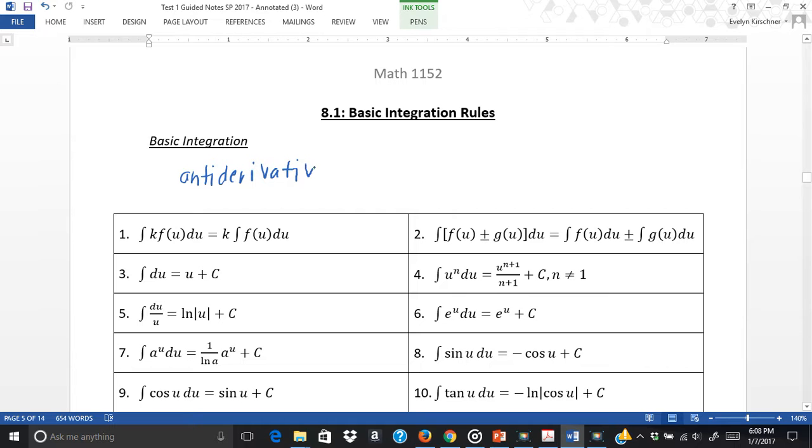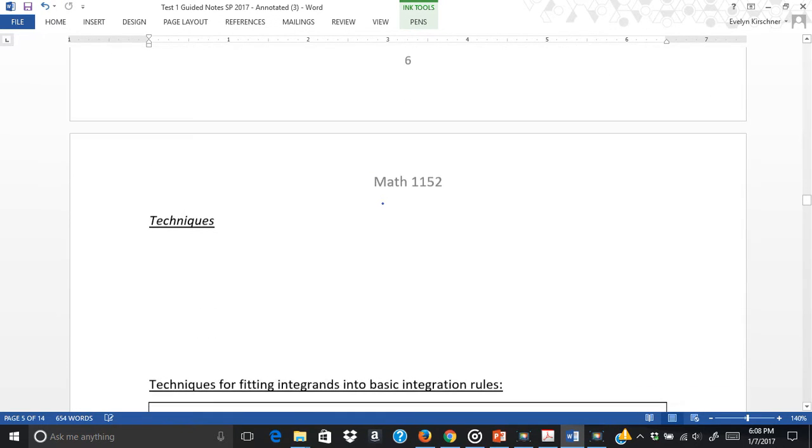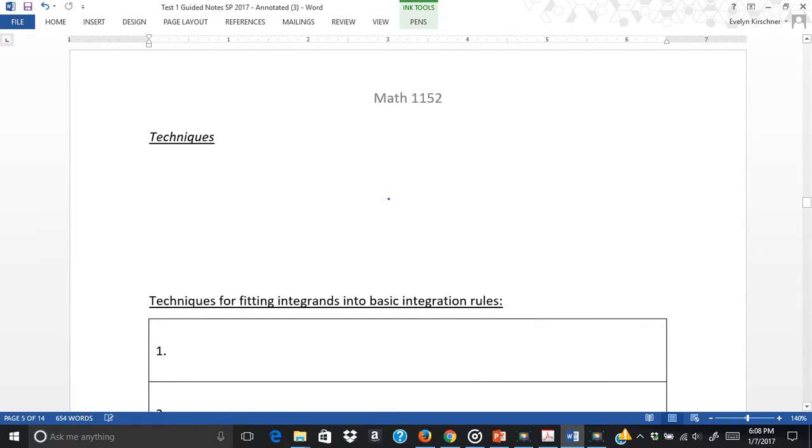So they are just really opposites of each other. Just make sure you look at all the rules. What I want to talk about is different techniques that we can use for basic integration rules. So there's a lot of things we've done. You know about u substitution. You know about the rules that you can add all the integrals together.